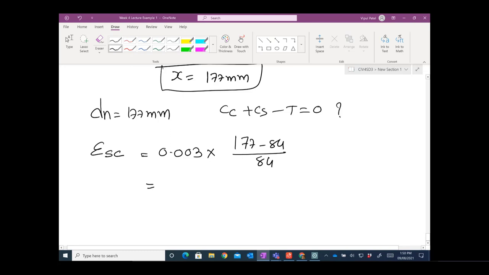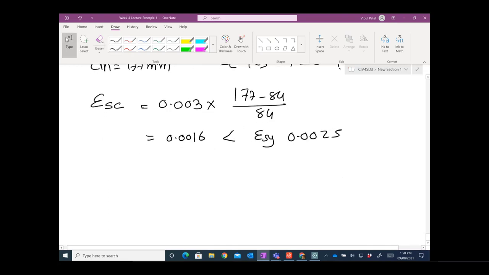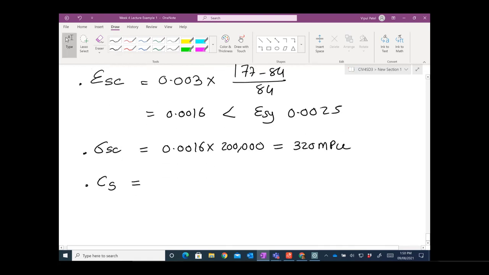Look, this is repetition, okay? We have done this four times, I'm showing you. So let's say 0.0016. Still it is less than yield strain. So we need to calculate the stress in the top rio, which is the strain times the Young's modulus. That will give you 320 megapascals. So for the force CS, the force is area times the stress, 320 newtons per millimeter squared. So you get 394,240 newtons. That sounds good.